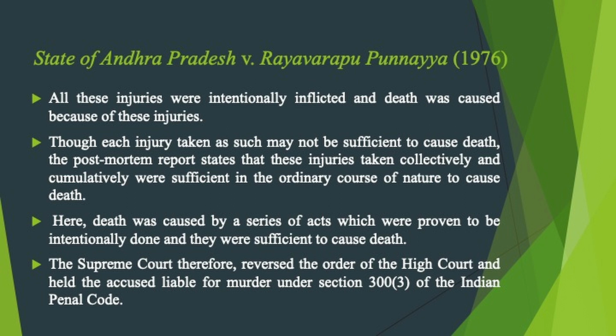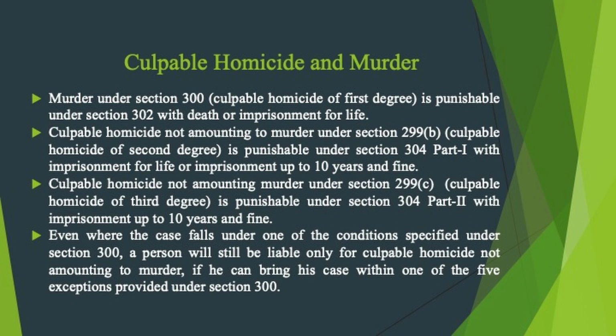If it is not so dangerous but is likely to cause death, it is culpable homicide not amounting to murder under Section 299C. Culpable homicide is the genus and murder is its species. Murder under Section 300, which is culpable homicide of first degree, is punishable under Section 302 with death or imprisonment for life. Culpable homicide not amounting to murder under Section 299B, which is culpable homicide of second degree, is punishable under Section 304 Part 1 with imprisonment for life or imprisonment up to 10 years and fine.